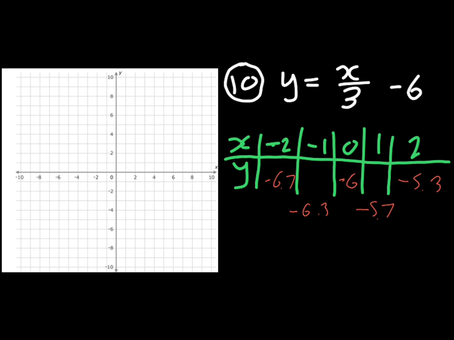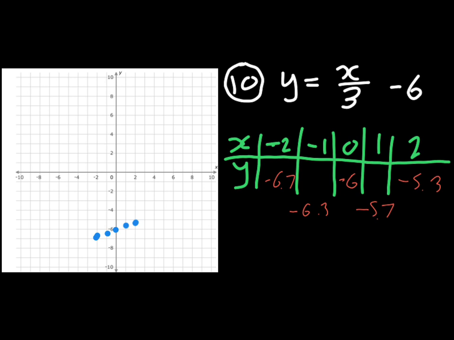So our first point is going to be minus 2 and minus 6.7, and that will be approximately there. Next, we have the point minus 1 and minus 6.3, which will be about there. Then we have 0 and minus 6, which is there. Then we have 1 and minus 5.7, which is there. And lastly, we have 2 and minus 5.3, which is about over there.